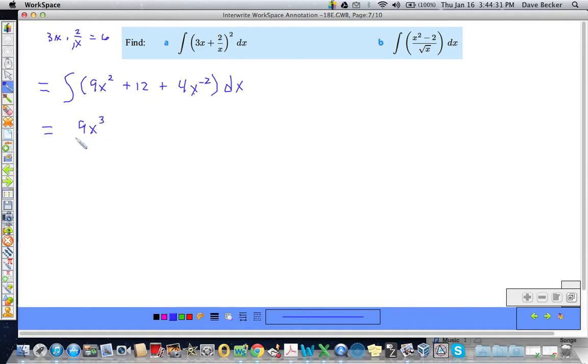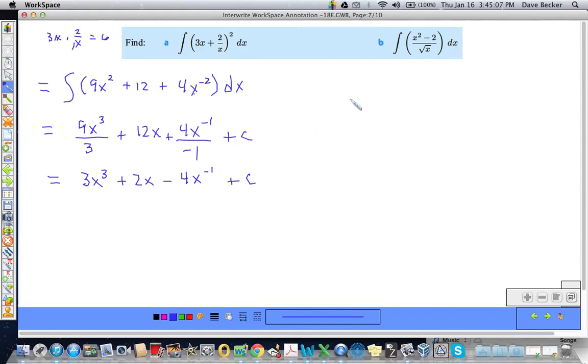So I'm going to add 1, divide by the result. This is simply going to be 12x. And I'm going to add 1, so that gives me negative 1, and divide by the result. So I forgot the plus sign here. Plus c, and then I'm going to clean it up to 3x cubed plus 12x, and this is going to be minus 4x to the negative 1 plus c. Of course, you could write that as 4 over x. It doesn't matter. It only matters when you're going to evaluate it, or if they ask you for it to be in a specific form.